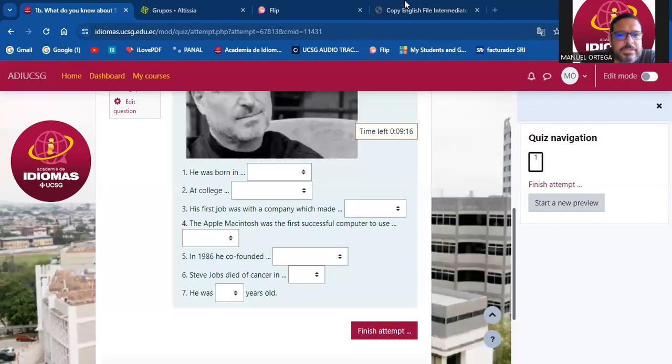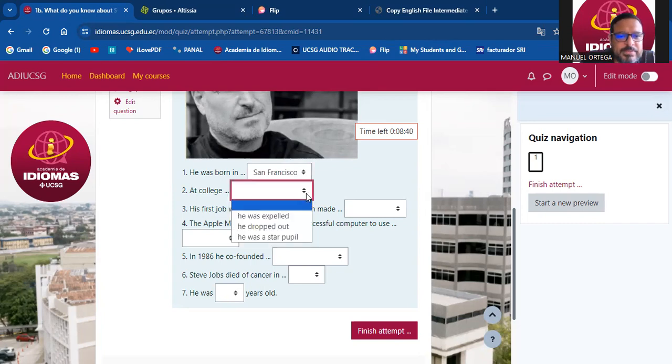So the first. Steve Jobs was born in, which option would you go for? San Francisco, Texas, or New York? If you have to guess, which one would you take? San Francisco. Okay, so there we have it. Thank you to the ones that cooperate.